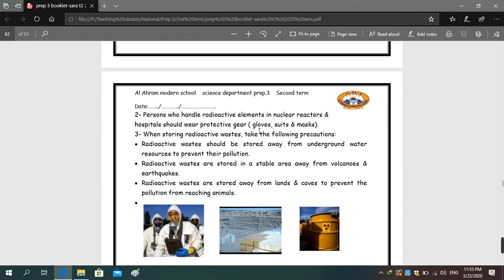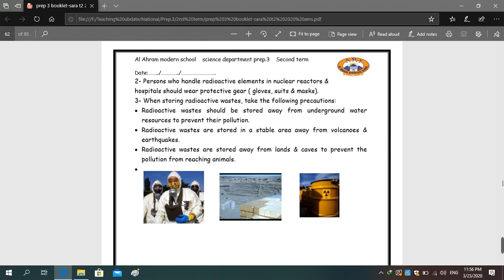Persons who handle radioactive elements in nuclear reactors and hospitals should wear protective gloves, suits, and masks like in this figure. Also, when storing radioactive waste, take the following precautions. Radioactive waste should be stored away from underground water resources to prevent their pollution. Also, radioactive wastes are stored in a stable area away from volcanoes and earthquakes. Radioactive wastes are stored away from lands and caves to prevent the pollution from reaching animals.